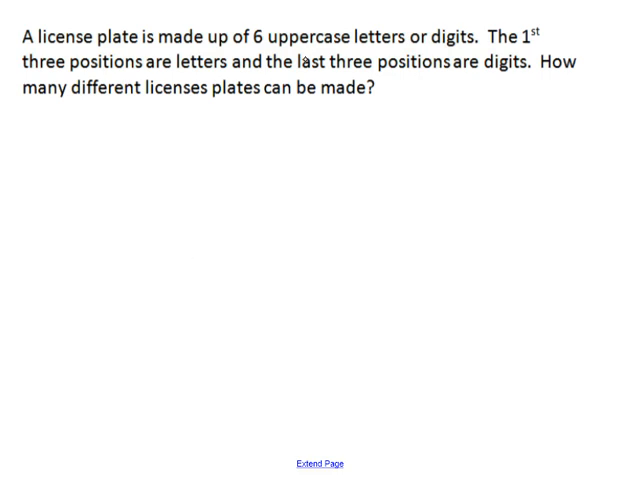A license plate is made up of 6 uppercase letters or digits. The first 3 positions are letters and the last 3 positions are digits. How many different license plates are possible? So the first thing I'm going to do is put down 6 blanks. And we know that the first 3 positions are letters, right? And then the last 3 positions are digits. So that's these here.